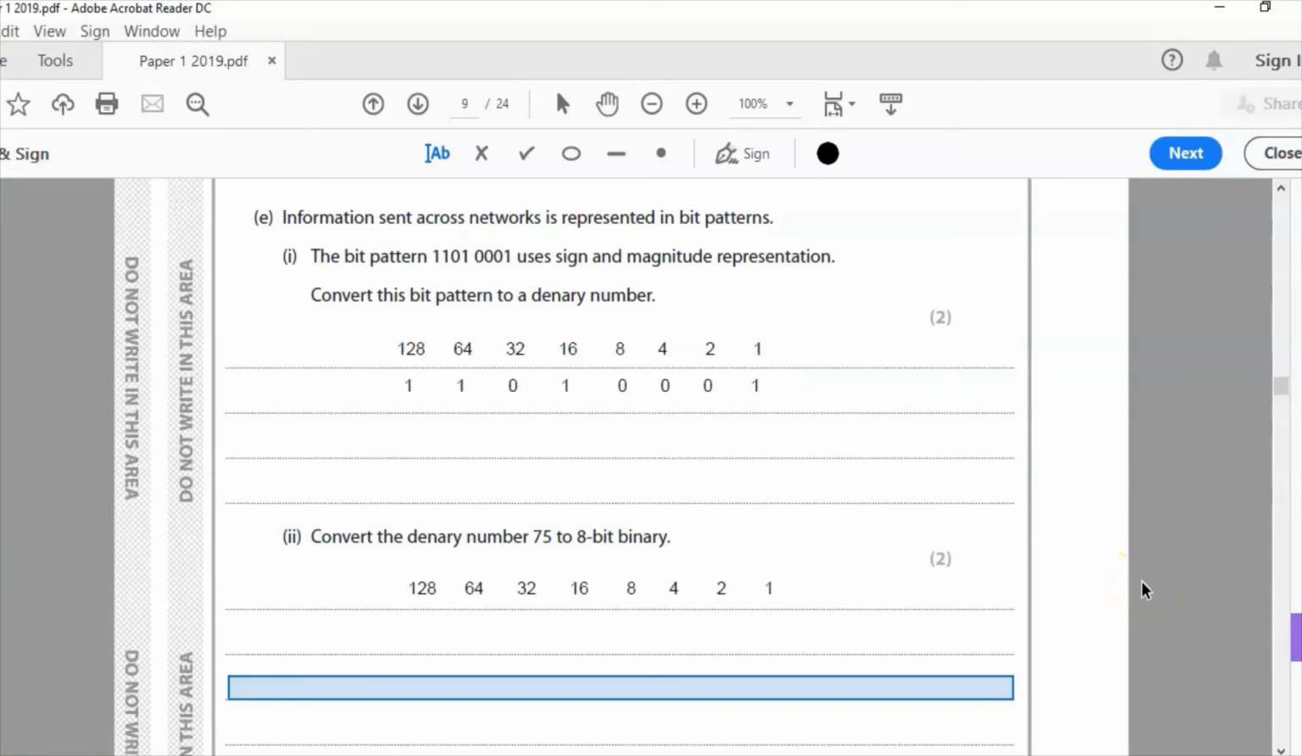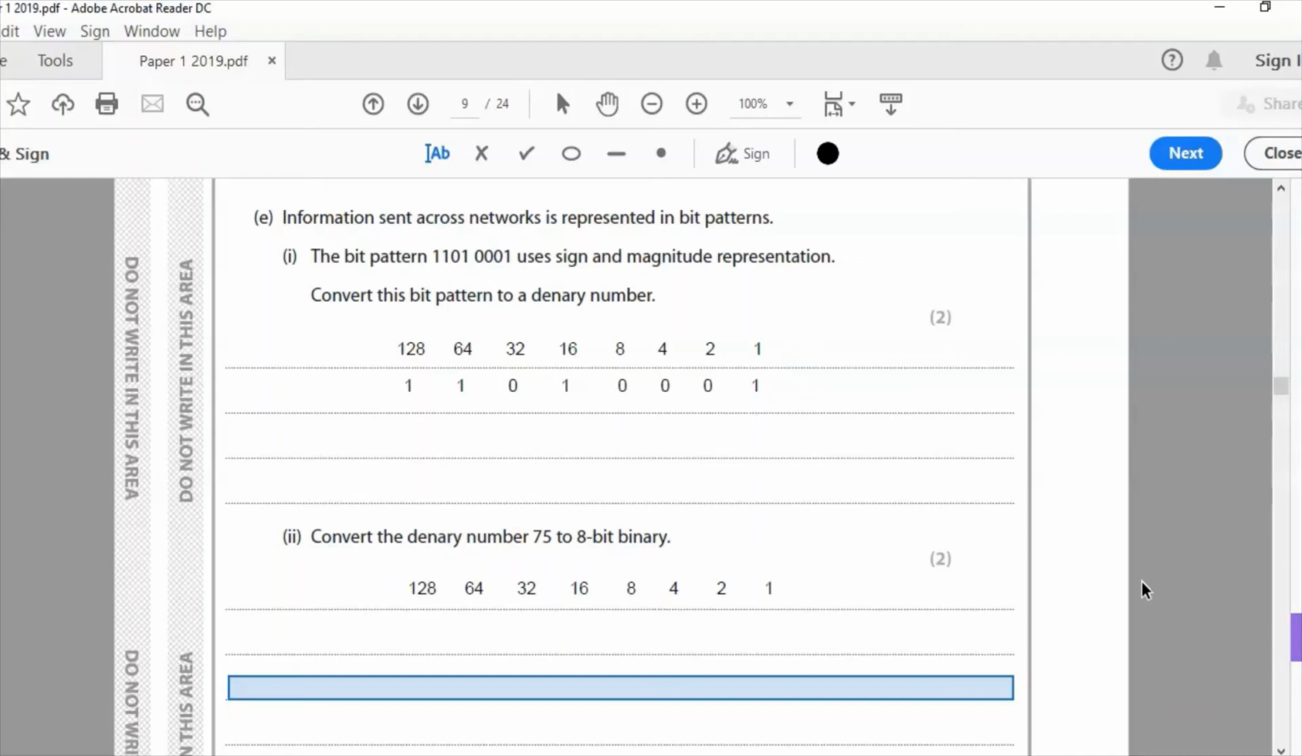Question 3E. Information sent across networks is represented in bit patterns. A bit pattern is like this one here, 1101001. That's a pattern of bits there. So the bit pattern 1101001 uses sign and magnitude representation. Convert this pattern to a denary number.